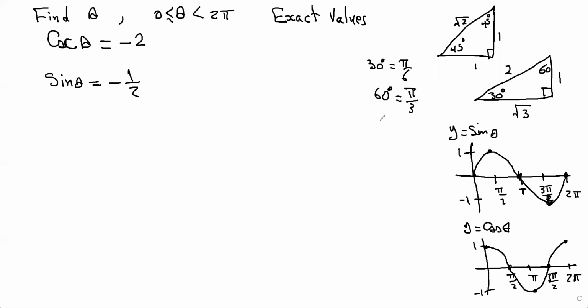And 45 degrees is pi over 4. Okay, just always think of the pi as 180. 180 divided by 6 is 30. 180 divided by 3 is 60. 180 divided by 4 is 45.